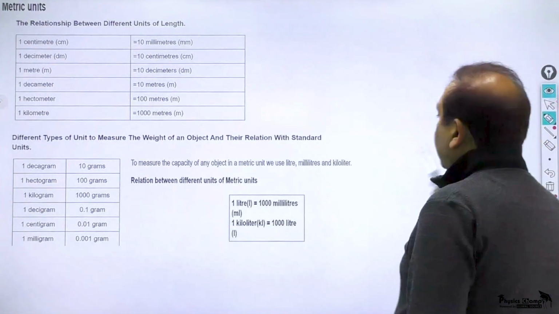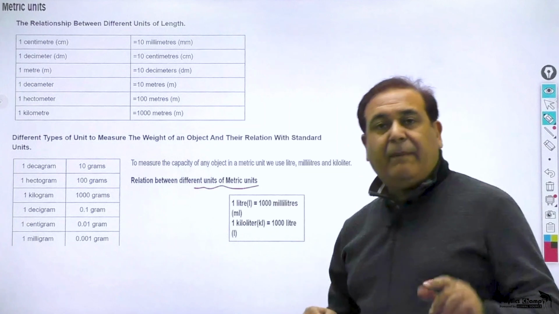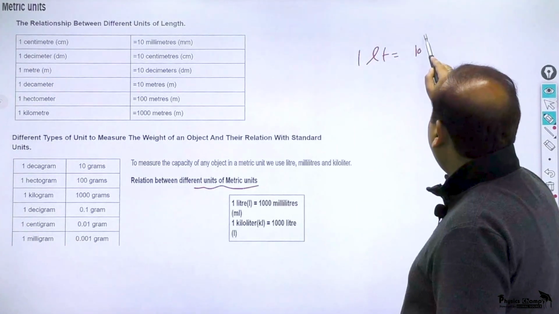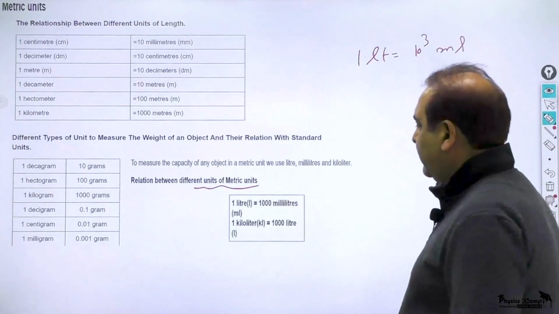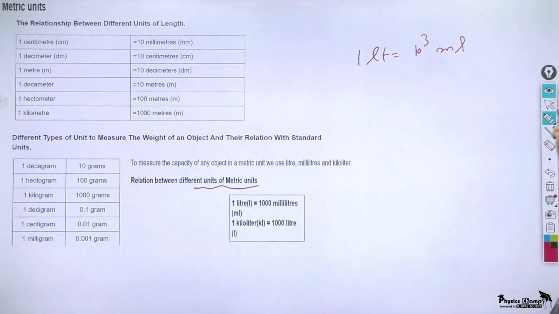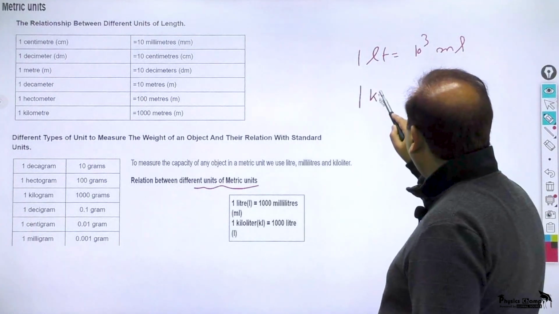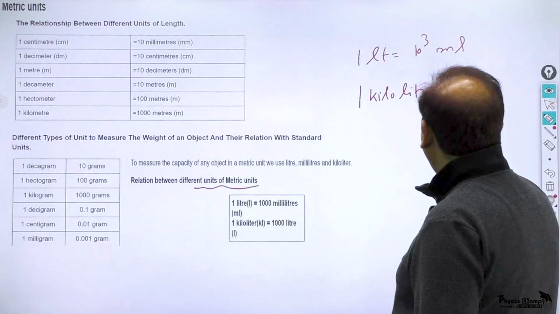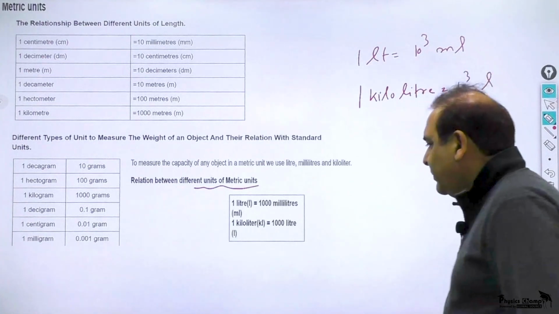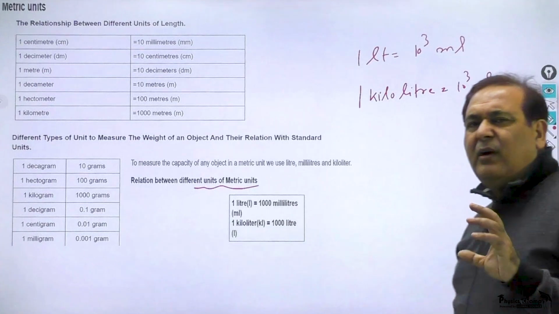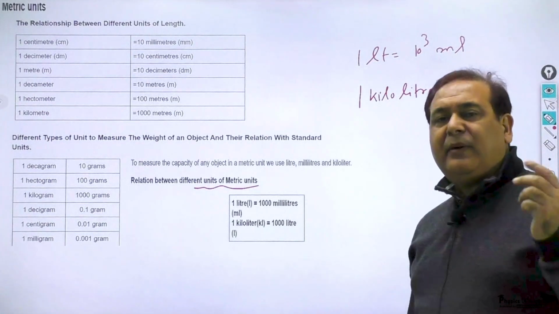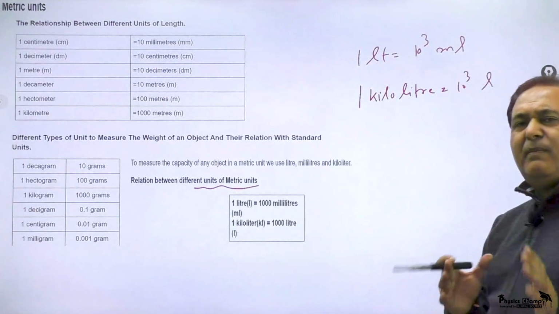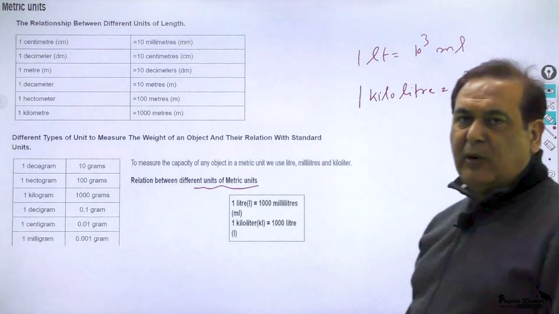Similarly, relation between different units of capacity, like 1 liter will be equal to 10 to the power 3 milliliter. And similarly, 1 kiloliter will be 10 to the power 3 liters. So once you are sure, kilo means 10 to the power 3, milli is 10 to the power minus 3. So that's how you will always relate between bigger and smaller units.